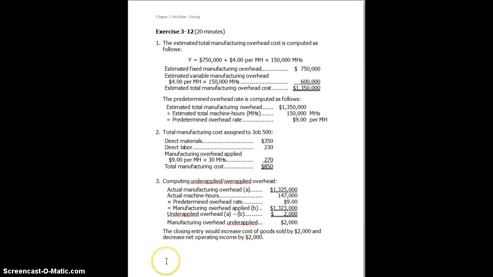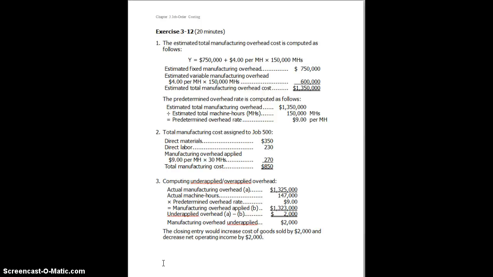We will now begin our discussion of exercise 3-12. Exercise 3-12, we were required to calculate parts 1 and 2 of this particular problem. If you look at this problem on page 117 at the end of chapter 3, it deals with Cody Corporation, who uses a job order costing system and uses a plant-wide overhead rate based on machine hours.